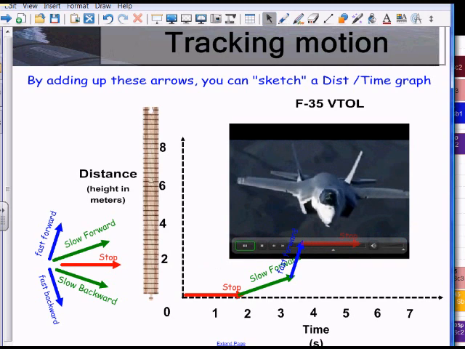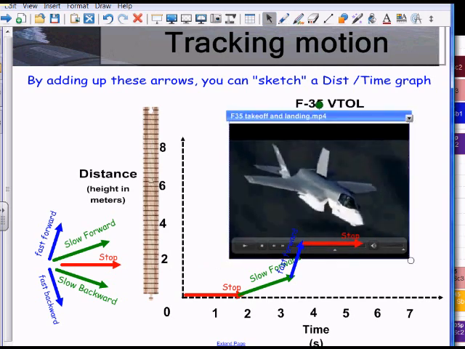Now I'm going to say stopped. Wait, hang on a second. That plane is flying forward. Why did I just add a big stop arrow saying stop? Well, don't get this confused with lefty righty. This is an uppy downy graph. This is just height. So if it's just height, he's gone up to a certain height and now he's flying around really fast at that height.